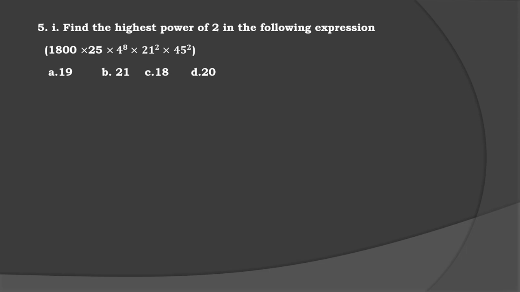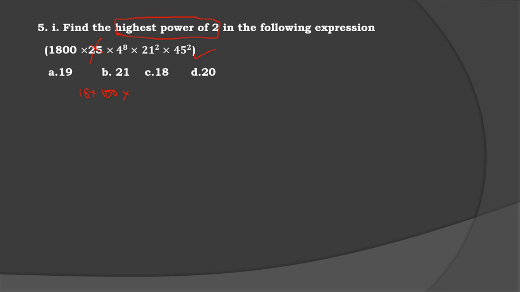Whenever they ask about the highest power of 2, we need to find out how many 2's are in this expression, like how many zeros in that expression. In the same way, here we need to find how many 2's are in this expression. For this we divide into two factors. Now 1800 can be written as 18 into 100 into 25. In 25 we don't have any 2's, right? Cancel it.